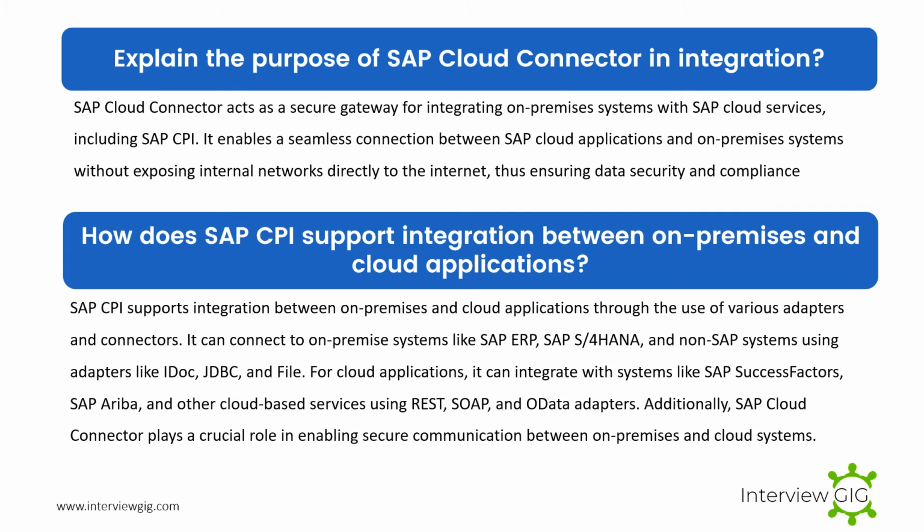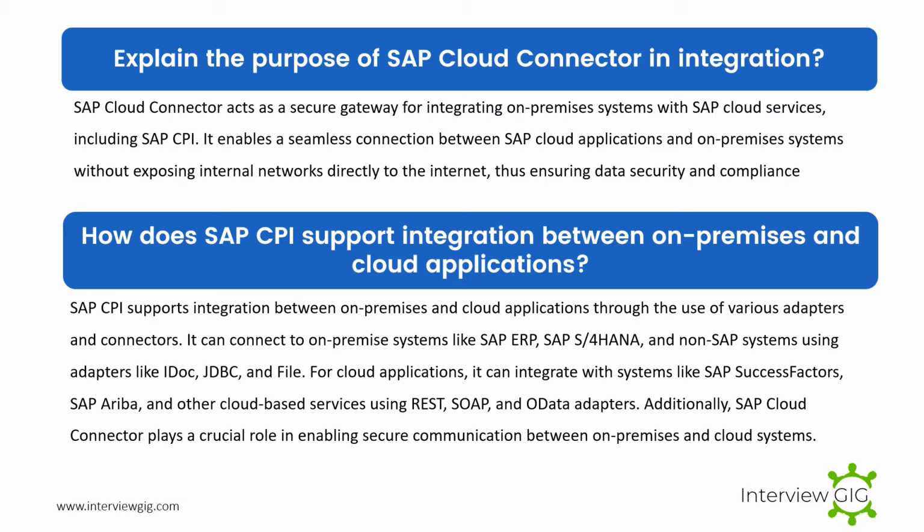Explain the purpose of SAP Cloud Connector in integration. SAP Cloud Connector acts as a secure gateway for integrating on-premises systems with SAP Cloud services, including SAP CPI. It enables a seamless connection between SAP Cloud applications and on-premises systems without exposing internal networks directly to the Internet, thus ensuring data security and compliance.